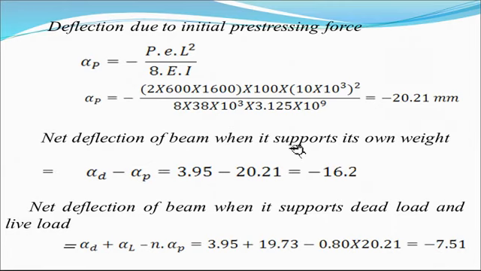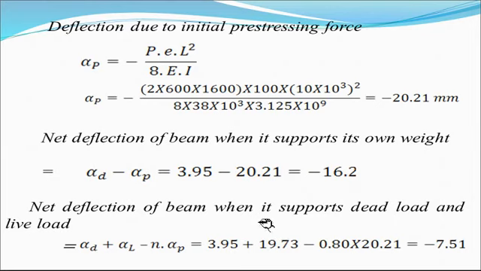Now the net deflection of the beam when it supports its own weight: we take alpha D, the deflection due to dead load, minus alpha P, the deflection due to the pre-stressing force. It is minus 16.2. That means the deflection is upward.